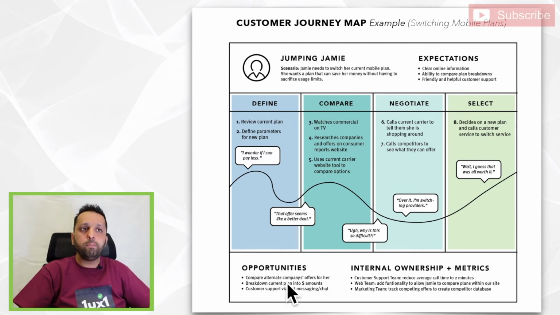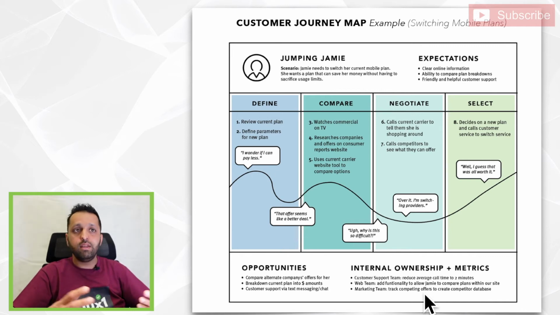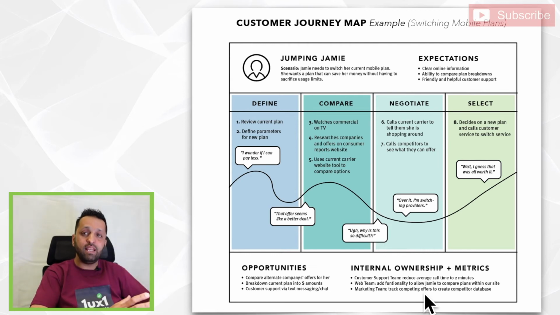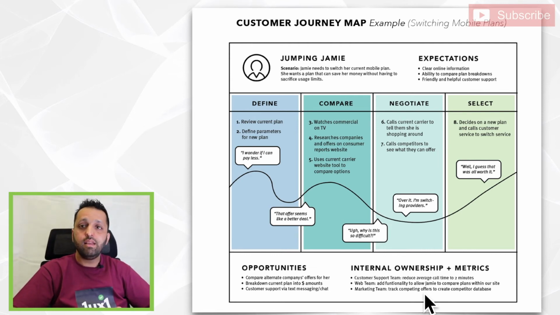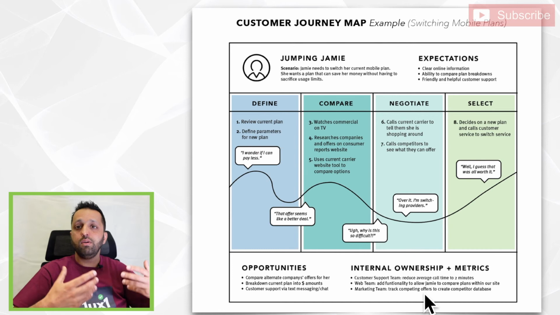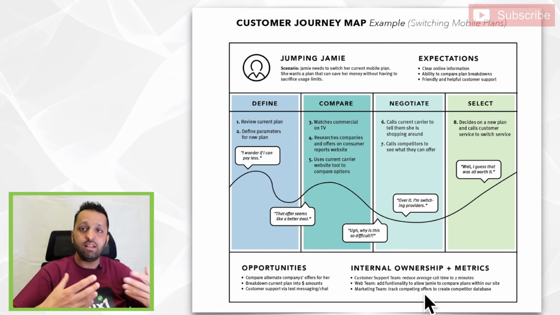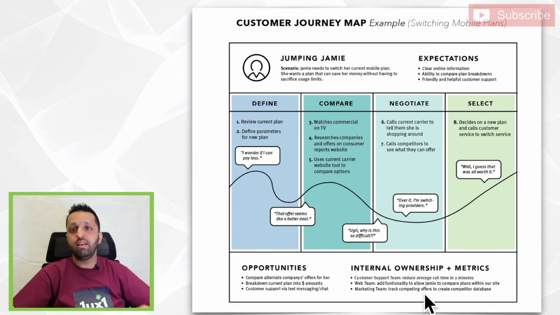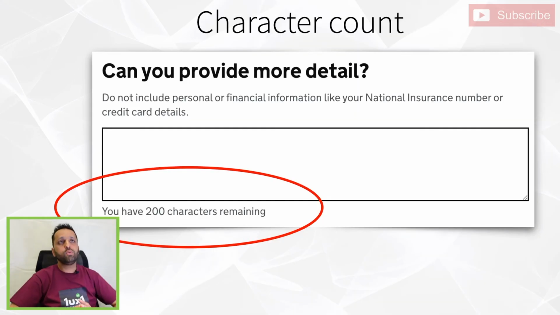And you look at what the opportunities, you can give them offers, you can give them a breakdown of their plan, and you give them the metrics so you can measure how long it took them to complete the process. And that's a customer journey map, which you do at the beginning of your UX design story so that you know what your design is looking and expecting to look like, and you can start to sketch according to that customer journey map. The next one is character count.